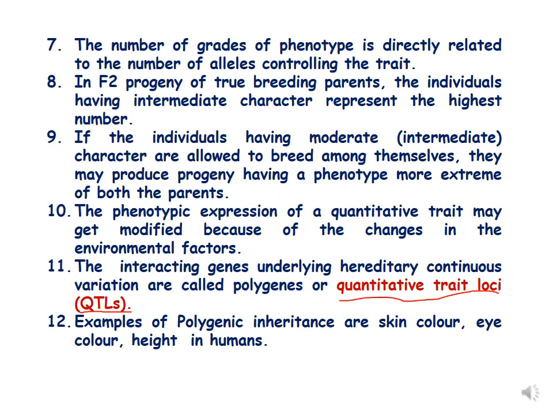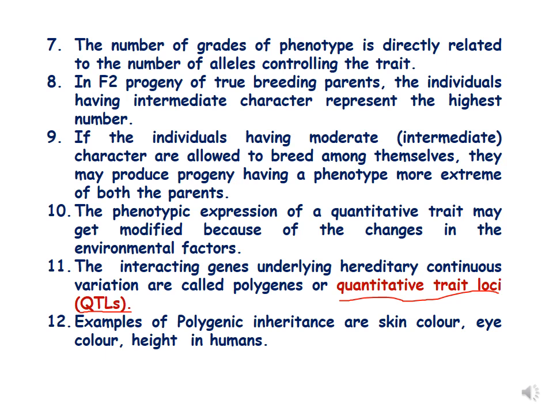The next point is the number of grades of phenotype is directly related to the number of alleles controlling the trait. It means that the more dominant alleles there are, the more grades or variations will be observed. The eighth point is that in the F2 progeny of true breeding parents, the individuals having intermediate phenotype represent the highest number. It means that those offspring which are intermediate in phenotype will be maximum in number or maximum in percentage.